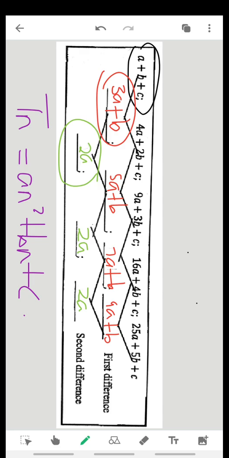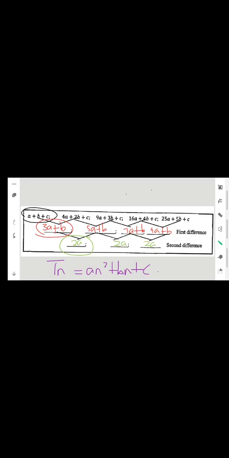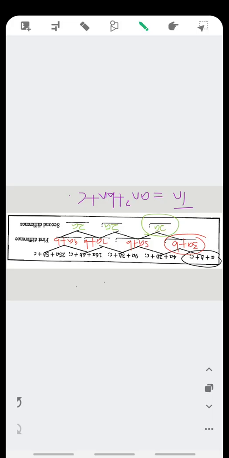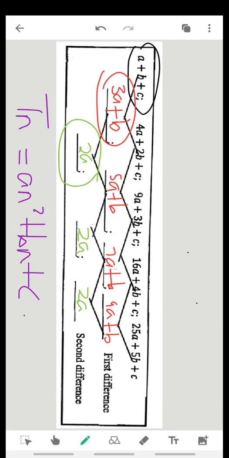Then let us now find our second difference. Is our second difference constant according to what we see here? Yes, it is constant. We are getting 2A, 2A, 2A, 2A. That means this will be our quadratic sequence. Well done. And therefore, what is the formula?